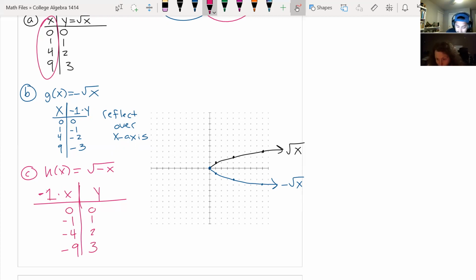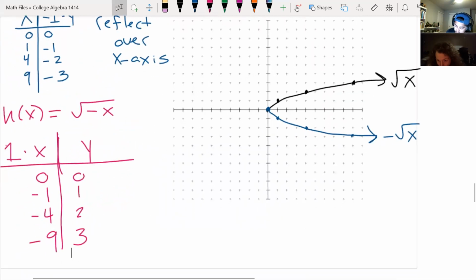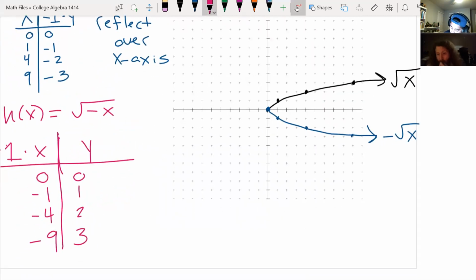All right. Now plot what we have, and we'll see the transformation. 0, 0, -1, 1, -4, 2, and -9, 3. There you go. And here's the square root of -x, which reflects over the y-axis.